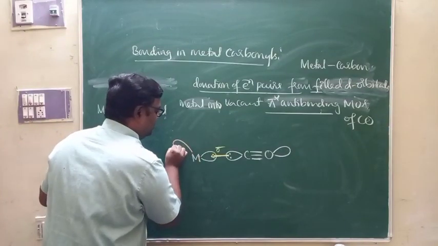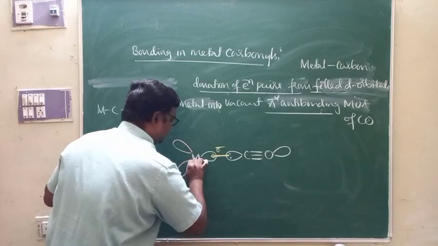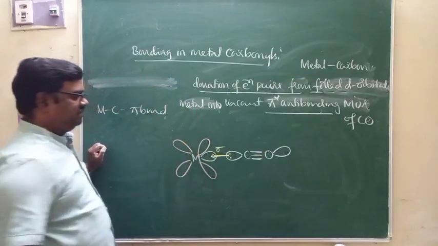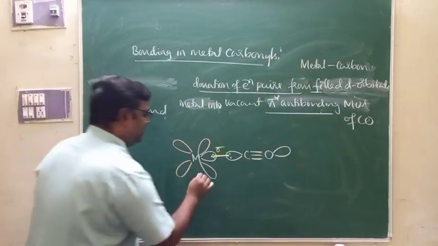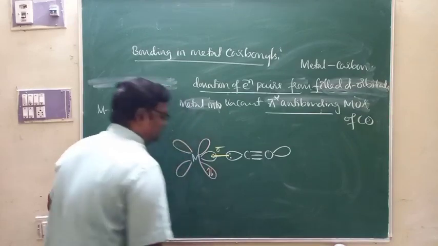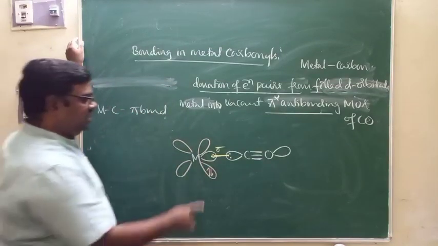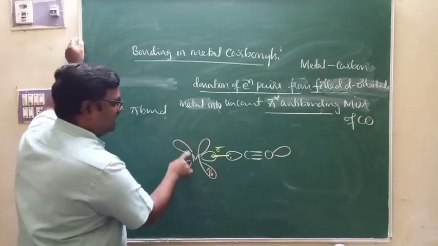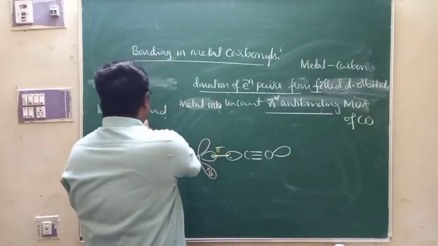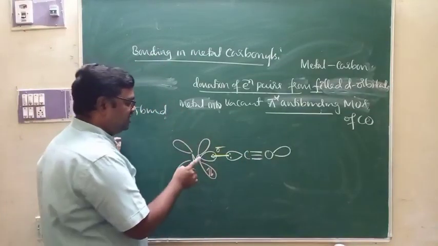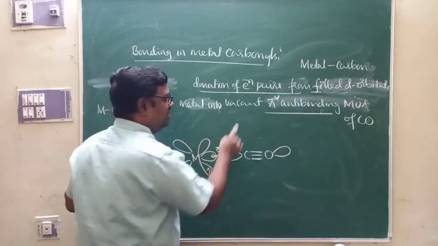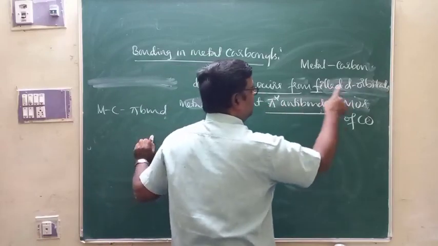Metal is characterized by some filled d orbitals, right? So the filled d orbitals are the d orbitals containing lone pair of electrons. This is metal containing filled d orbital. And metal to carbon pi bond is produced by donation of electron pairs from filled d orbitals of metal into the vacant pi star anti-bonding molecular orbital.